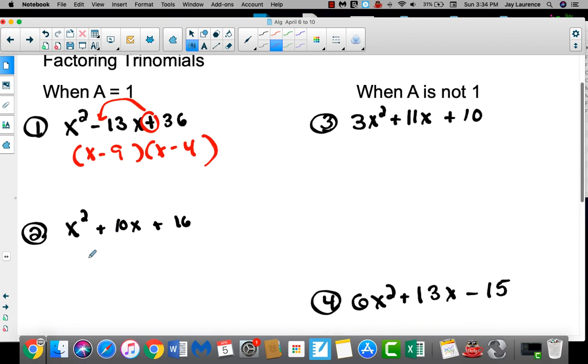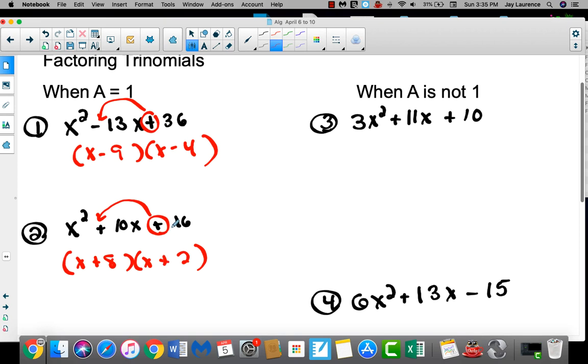Number 2, I'm going to have an x like this and an x like that. I need two factors of 16 that add to get 10. Well, how about 8 and 2? And since the c term is positive, this sign will show up twice, and there you go.